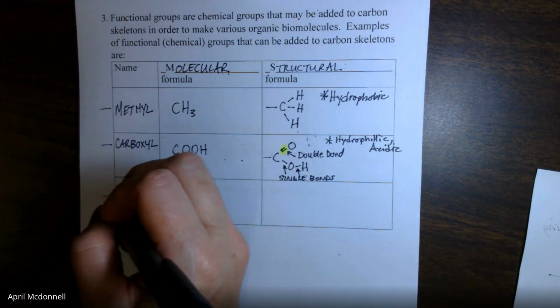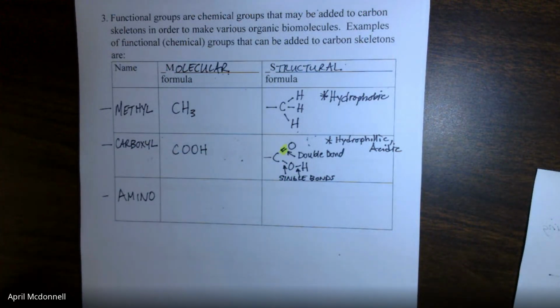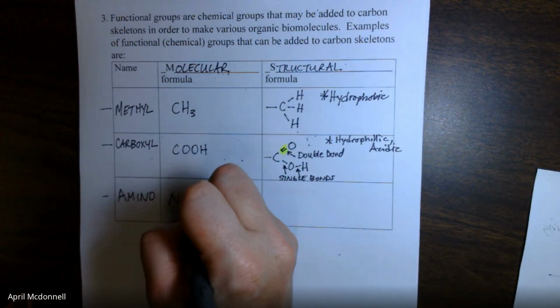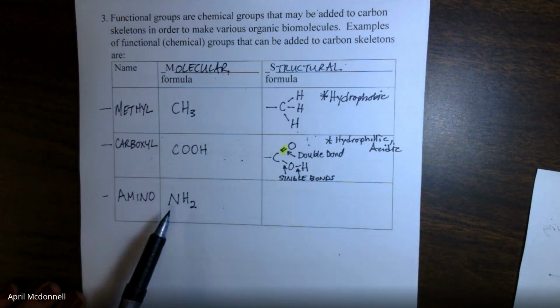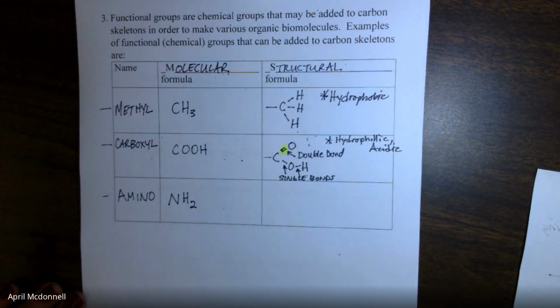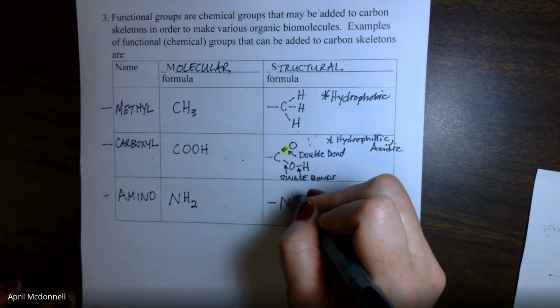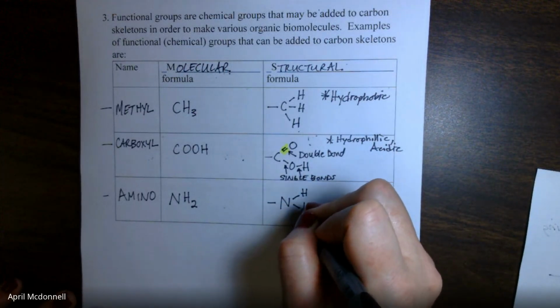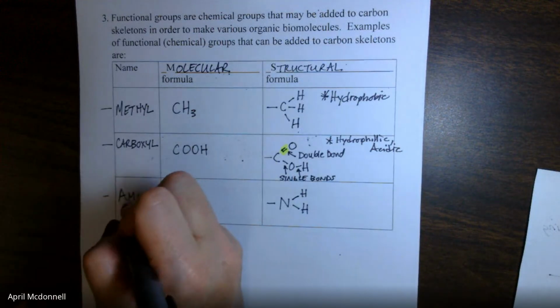Our third functional group that we want to know is going to be called an amino group. And the molecular formula is going to be NH2. So it's going to have 1 nitrogen and 2 hydrogen atoms. Let's go ahead and draw the structural formula. There we go, NH2. Looks like they're all single bonds in the amino group.